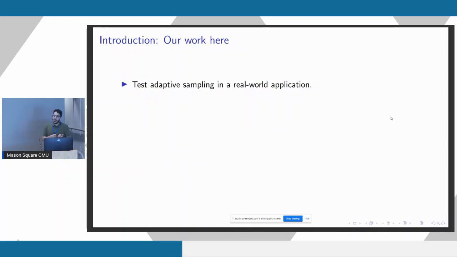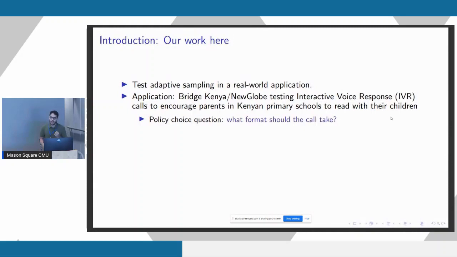So, coming back to our work here, we want to test adaptive sampling in a real-world application. What is our application? Well, we work with Bridge Kenya, Newglobe, in testing interactive voice response calls to encourage parents in Kenyan primary schools to read with their children. And the policy question that we would like to answer is, what format should the call take?